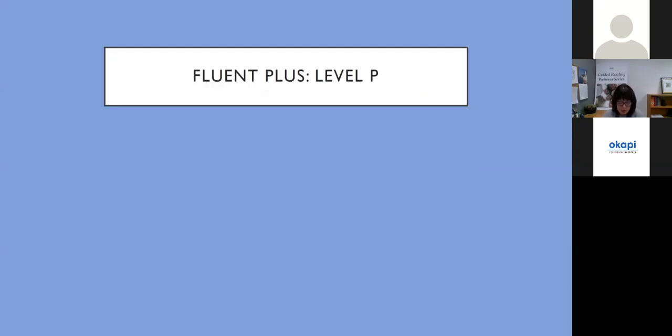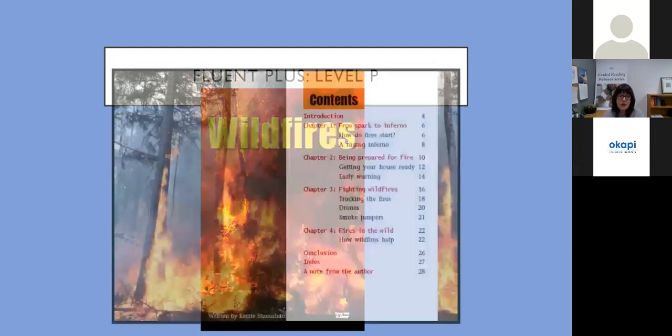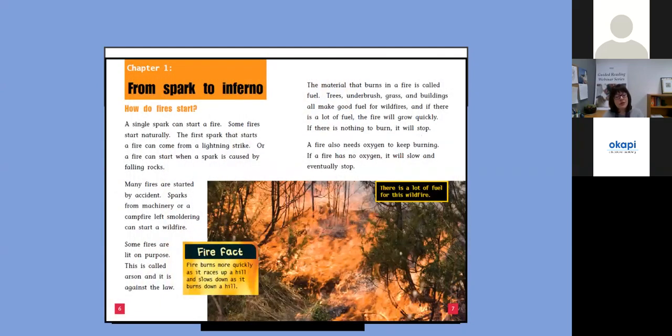In the Fluent Plus books, we start to see, again, being able to think about that genre and that text type, but also they'll see an increase in the complexity of the text. They'll see a lot more text features that they have to interpret, as well as integrate with the running text that they're running into. There's a lot more vocabulary that is defined within the text, within the running words. And so one of the things that this does is it allows for the kids to do a lot of rereading.